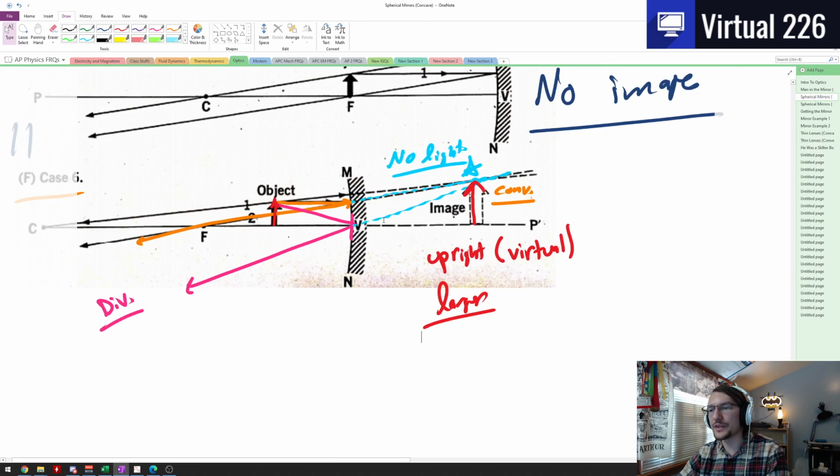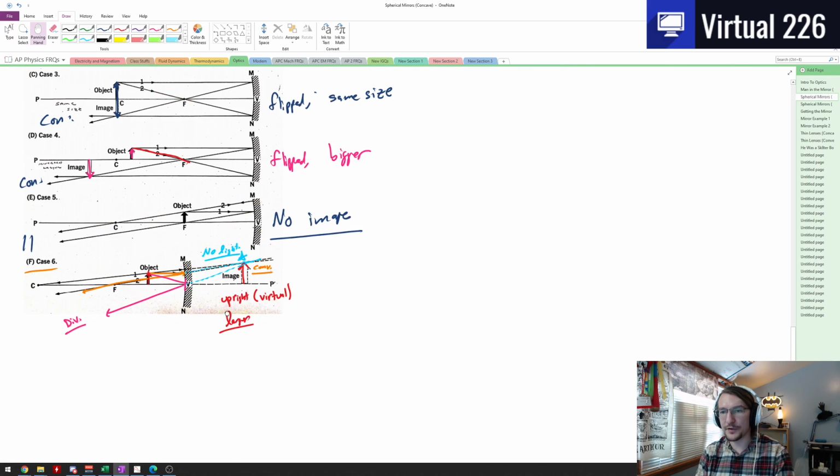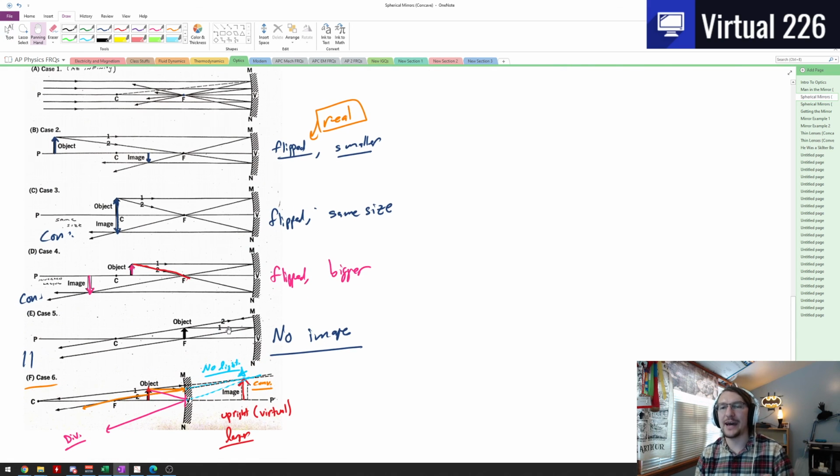Okay? So these are the 6 different cases that you could have with just a concave spherical mirror. And those are the 6 cases that you really need to be able to understand. You need to be able to pull them out of your pocket and kind of give quick sketches to them anytime you're asked to. So definitely study these up. Definitely check this image out. And if you've got access to my PDF that I have, make sure you're looking at that as well.